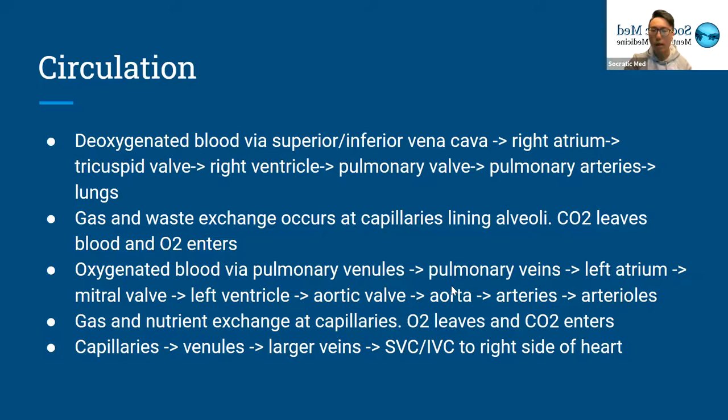And once it reaches capillaries, the gas and the nutrients will be exchanged from the blood to the interstitium at the rest of your body. So this is where the oxygen leaves your blood and the carbon dioxide that the tissue and the muscle created will enter the blood as bicarbonate. And then the cycle starts all over again. So the capillaries will combine into venules and then into larger veins. And finally, they'll all empty into the right side of the heart via the superior and inferior vena cava.